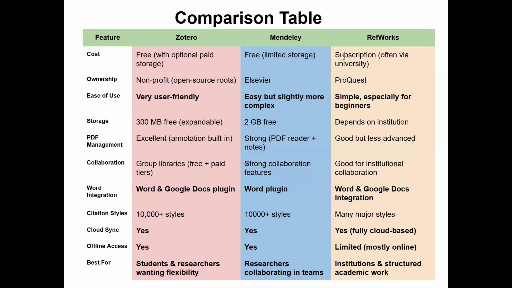So depending on your research needs, you can choose the reference manager that is most applicable to you. For example, Zotero is best for students and researchers wanting flexibility, with Mendeley being best for researchers collaborating in teams, and RefWorks being institutional based and suitable also for people working in teams. So as you can see, RefWorks is institutional based, so it depends on the institution in terms of storage, whereas the other two are free.